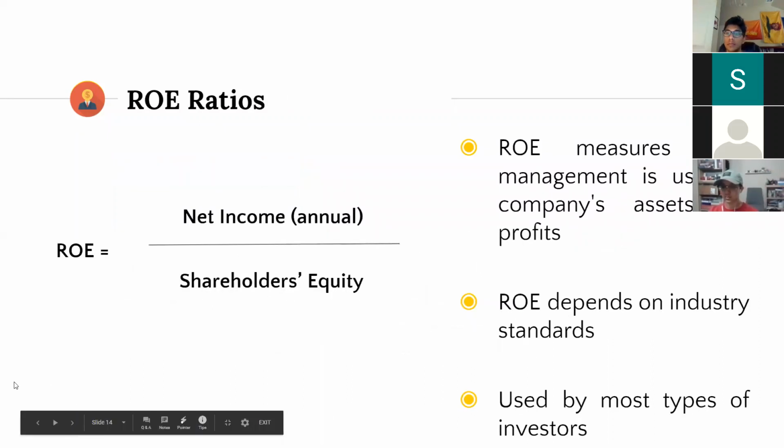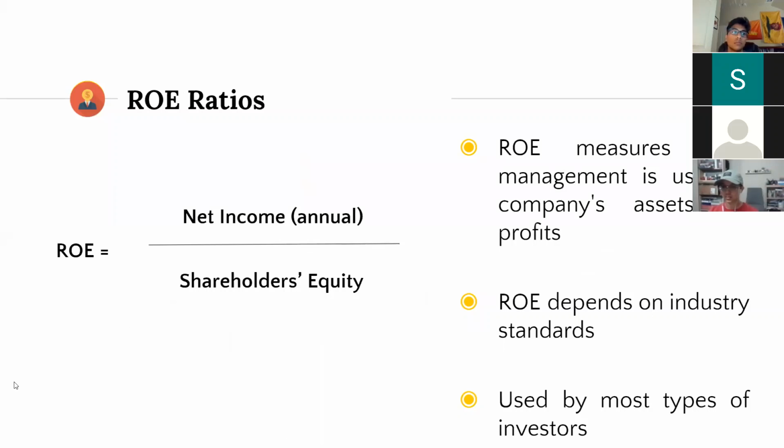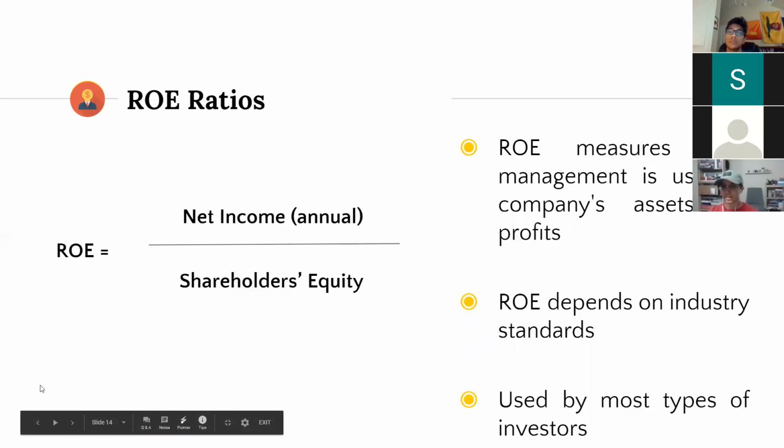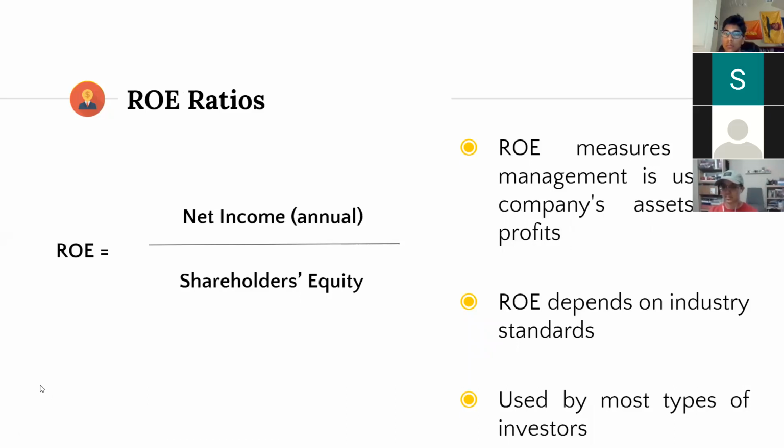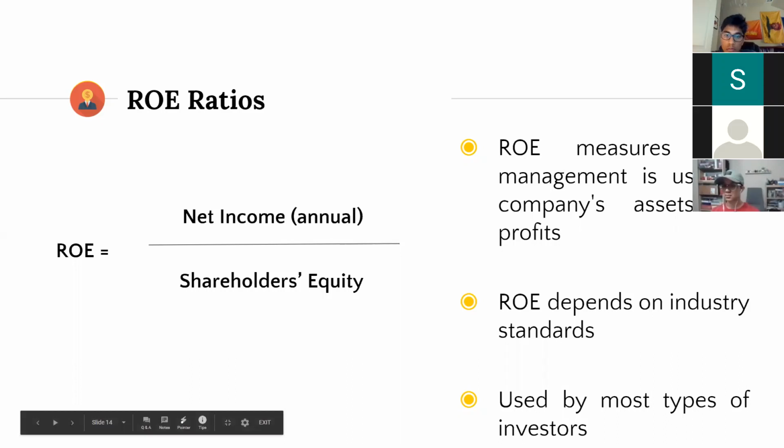So return on equity is essentially a measure of how management is using a company's assets for profits. It essentially is the annual net income divided by the shareholders' equity value. It is very commonly used by investors and depends on industry standards.